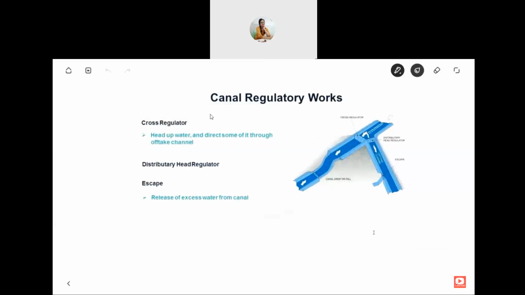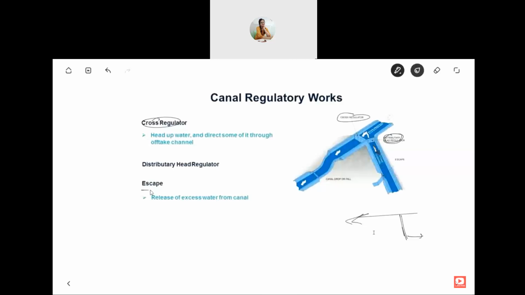The other regulation structure is the cross regulator. Sometimes you have a canal here and you need to divert the water this side for some irrigation works. What you do is you head up some water here by building an obstruction. You make this water level go high, then direct it via some offtake channel. So that's called an offtake channel where you direct it. To regulate this, you have a cross regulator, and this distributary regulator is to control the amount of water going inside this offtake channel.